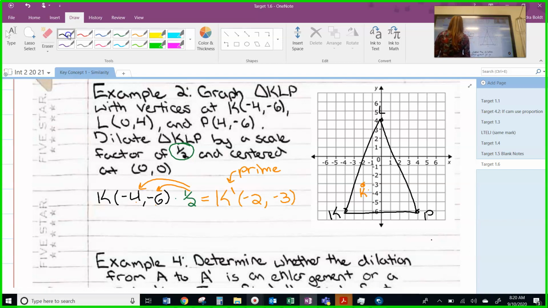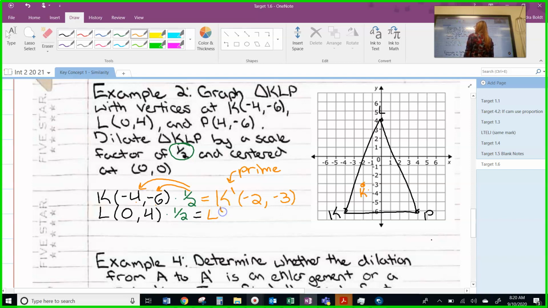Same thing with my 2 other points. So I have L. L is at (0, 4). I'm going to multiply by 1/2. I get L prime. 1/2 times 0, well, that's still 0. 1/2 times 4 is 2.